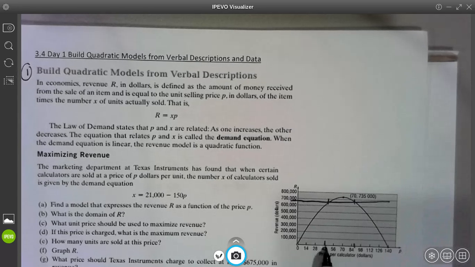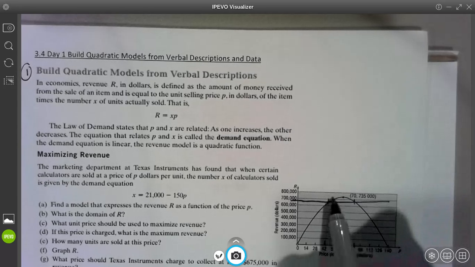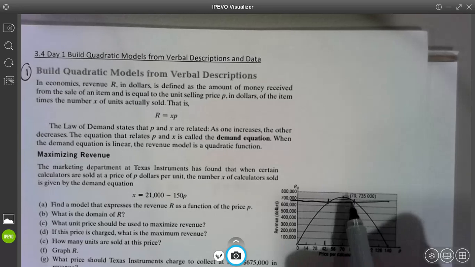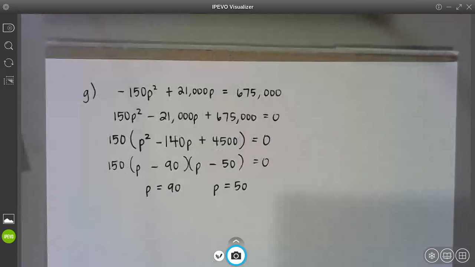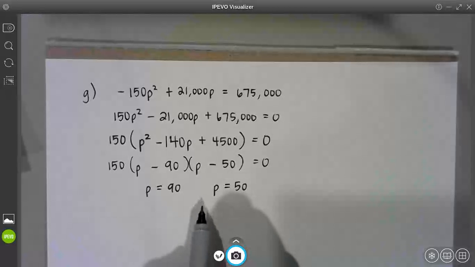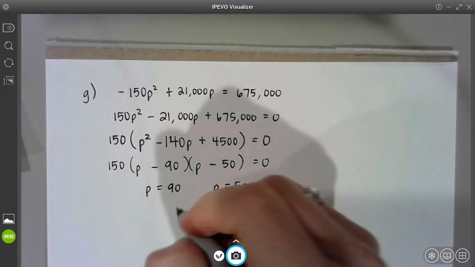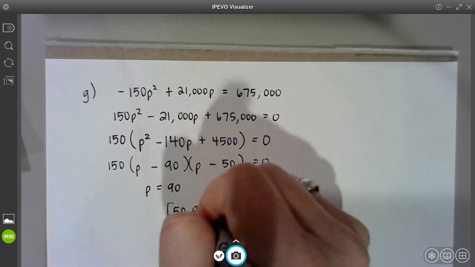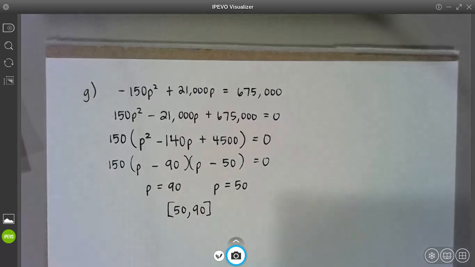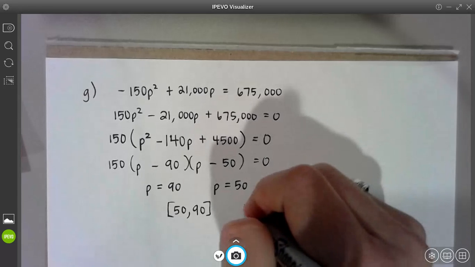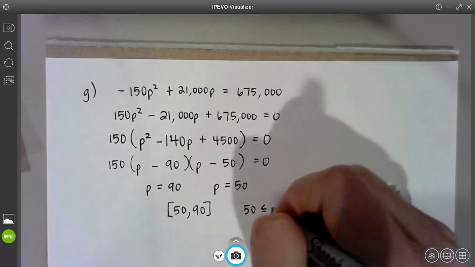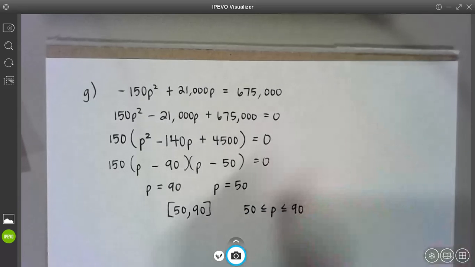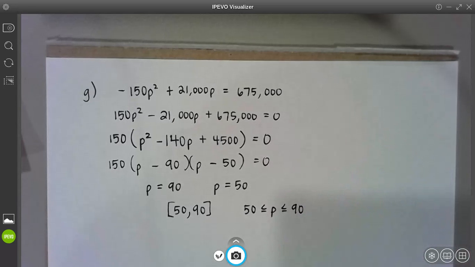So any price in between them will give you a revenue of more than $675,000. So the answer to the last part is p has to be a price in between $50 and $90, including them. So as an interval, it would look like that. Any price in between 50 and 90. And then as an inequality, it would look like that. Okay. It's a lot, guys. Is everybody okay? Yes? All right.